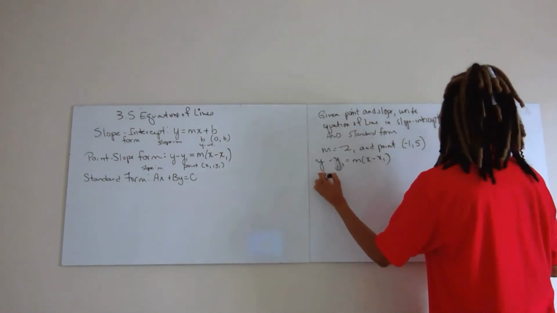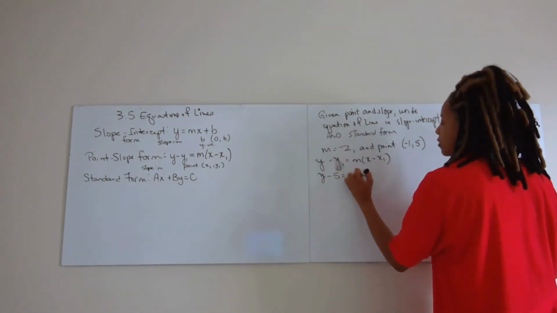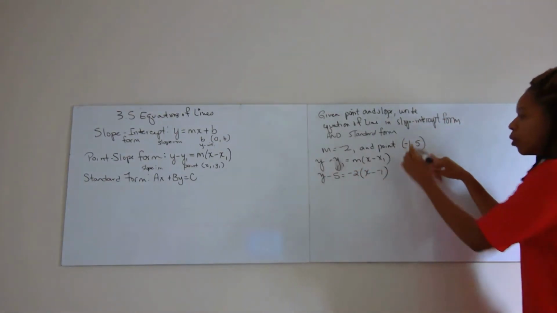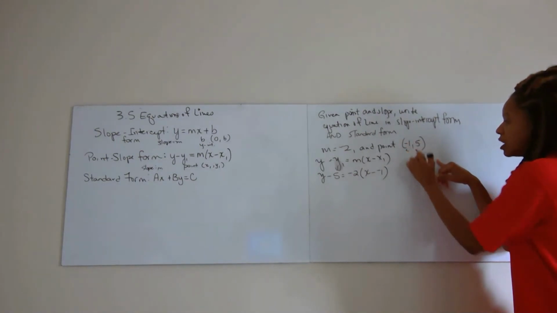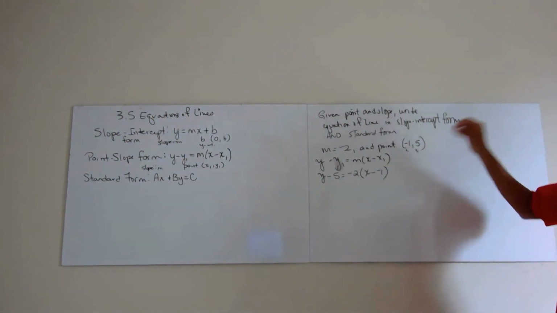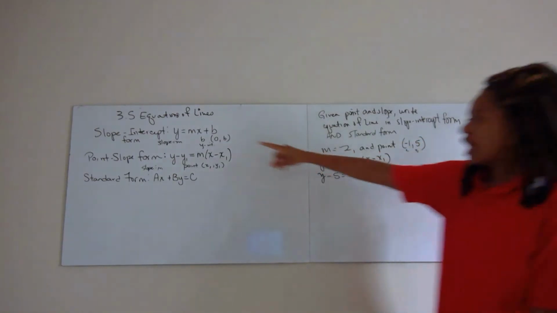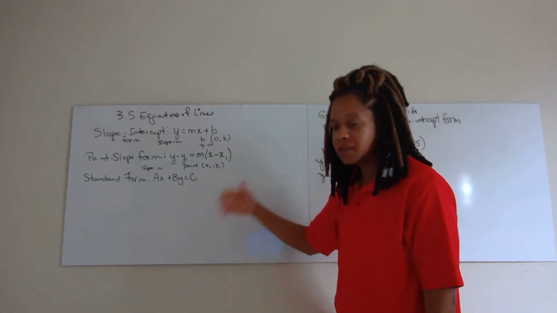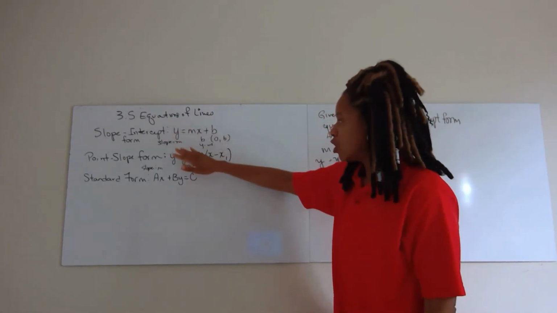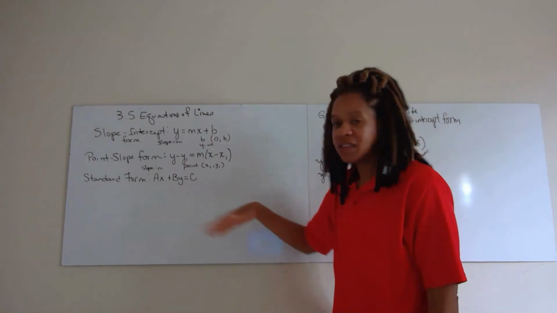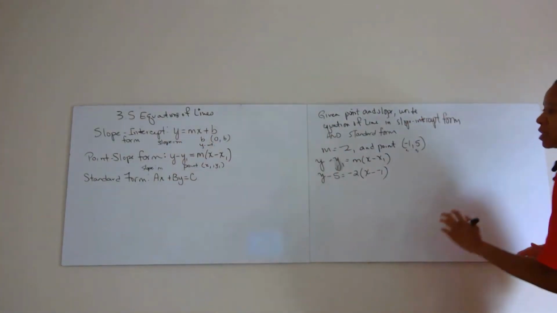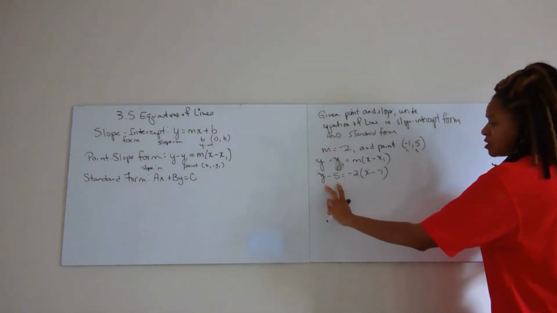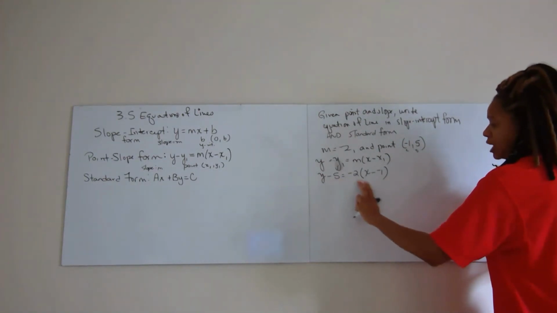So y minus 5 equals -2 times x minus -1. Realize that your point is representative of x1 and y1. In the equation of a line, the x and the y will always remain x and y in these formulas. It's only your other components that have values there. So here we are substituting in for y1, m, and x1.